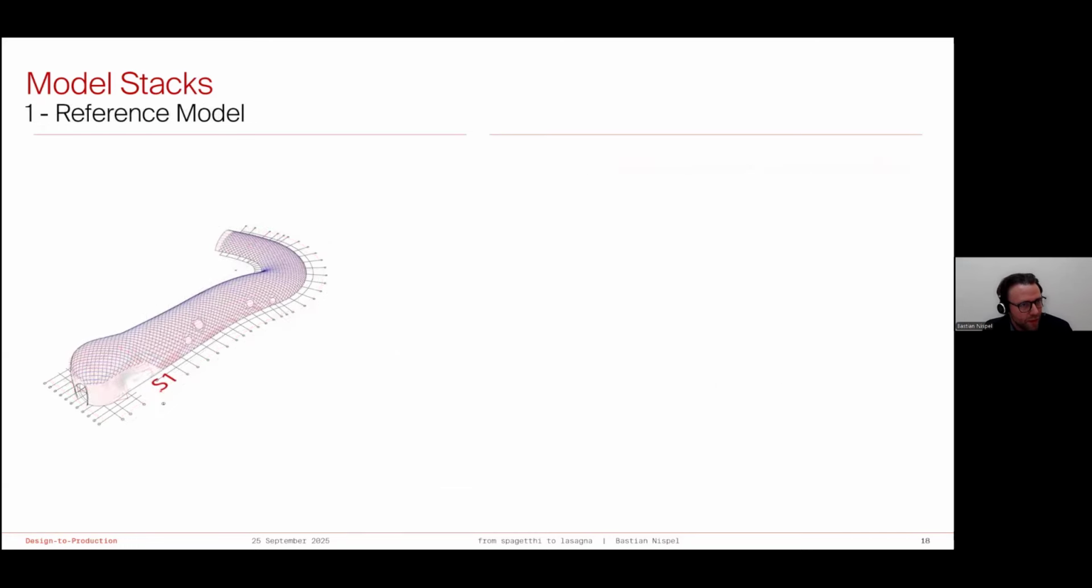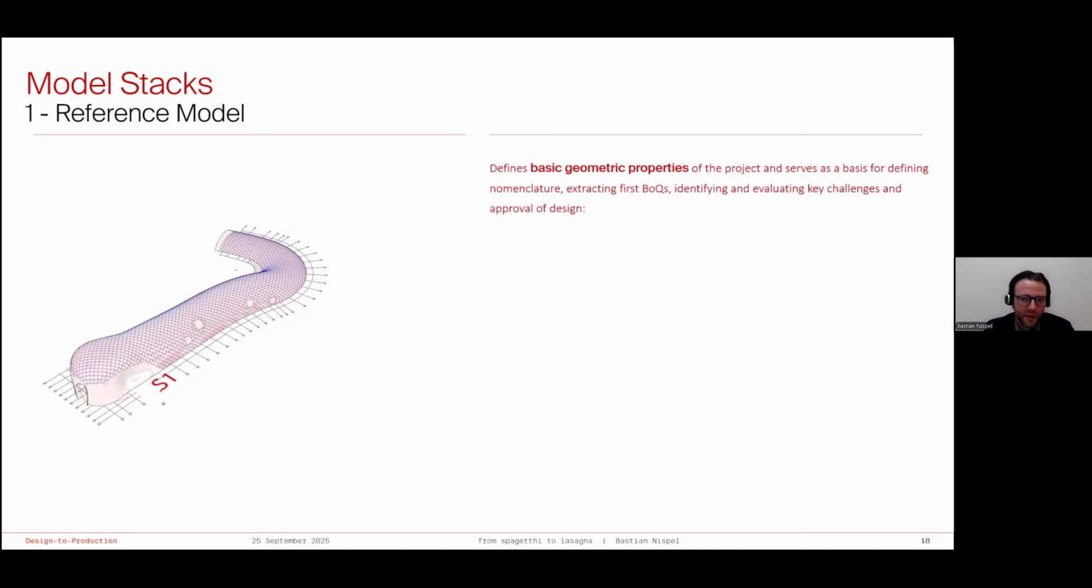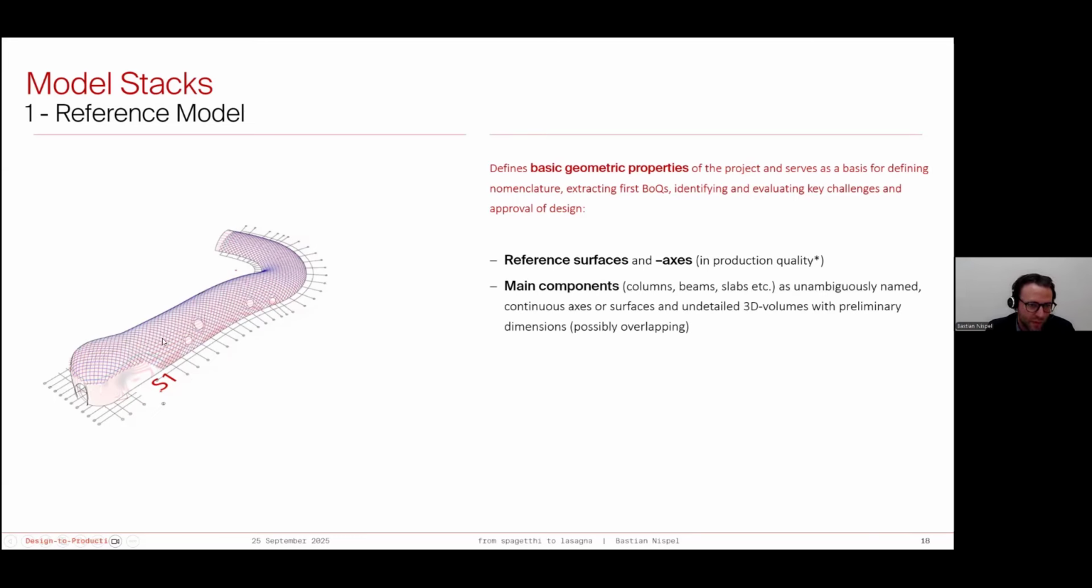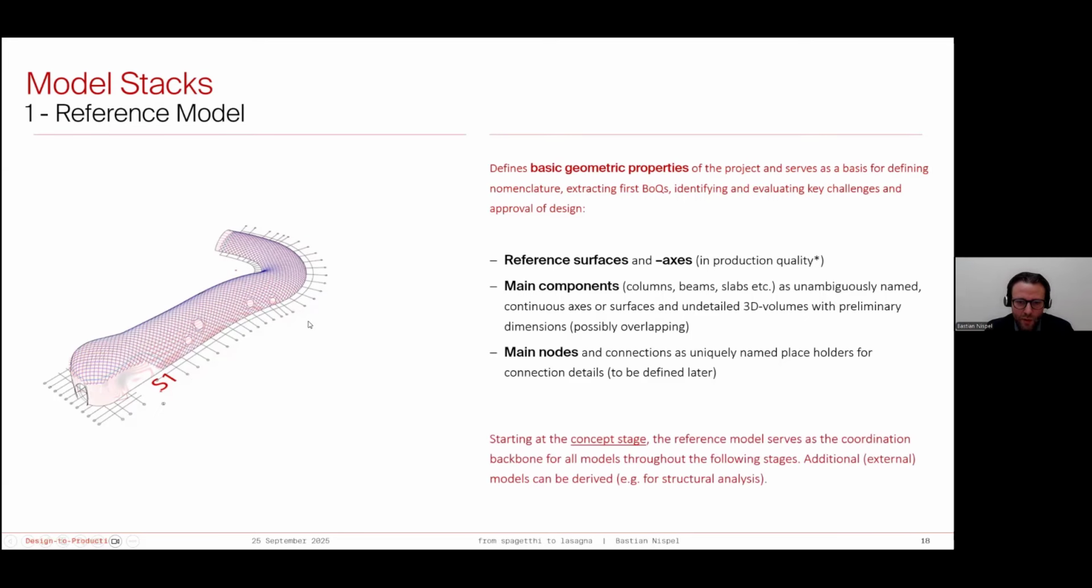The next model in the stack is the reference model. It defines the basic geometric properties of the project and can also serve for extracting a first bill of quantities, defining nomenclature, and setting up the whole process so that it scales afterwards. Classical geometry references here are the surfaces and axes. We have main components, which are represented by, for example, beam axes or sometimes even undetailed volumes, and some nodes. So anything that is necessary to already place a component where it should be in the end.